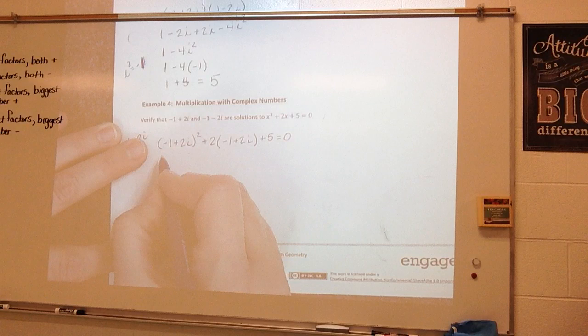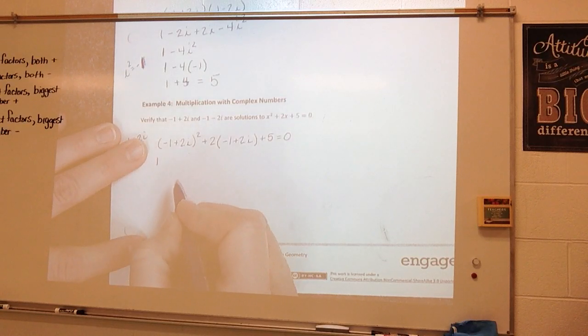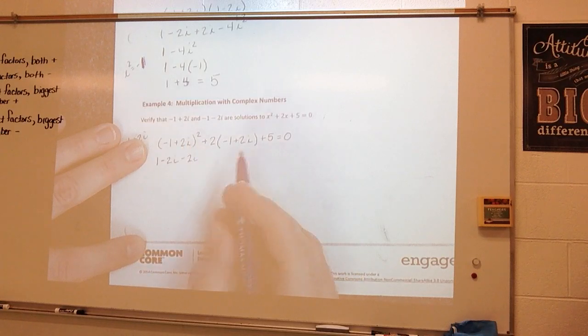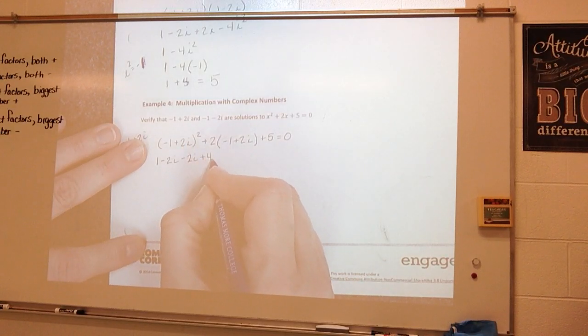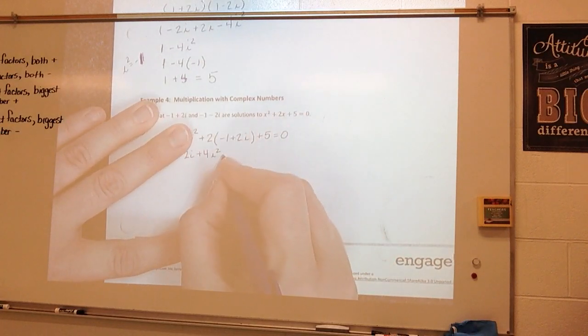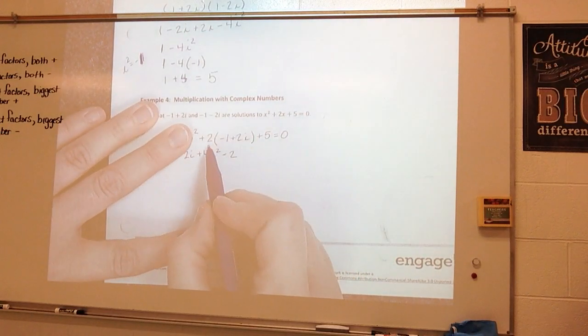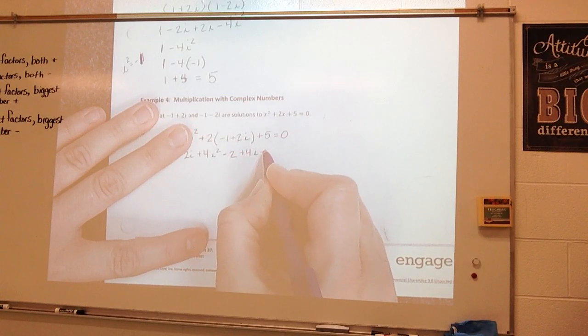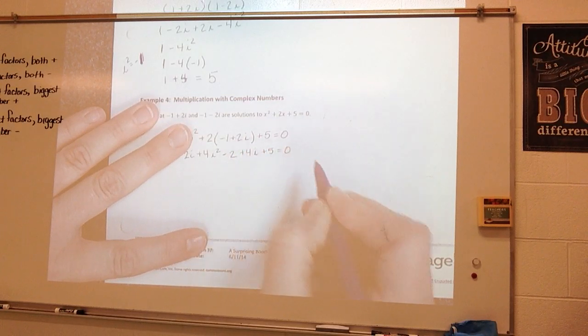So negative 1 times negative 1 is 1. Negative 1 times 2i is negative 2i. 2i times negative 1 is negative 2i. And 2i times 2i is 4i squared. 2 times negative 1 is negative 2. 2 times 2i is 4i. Plus 5 is equal to 0.